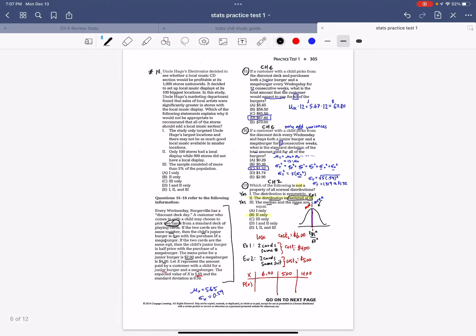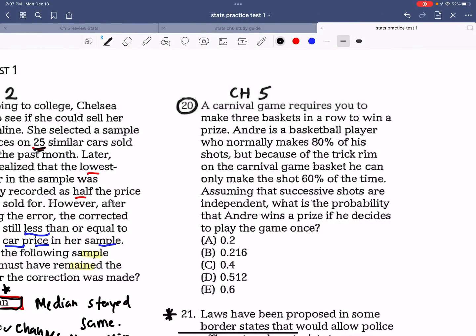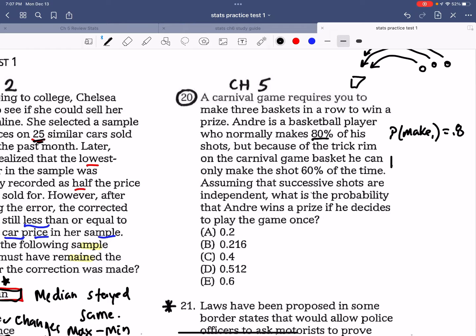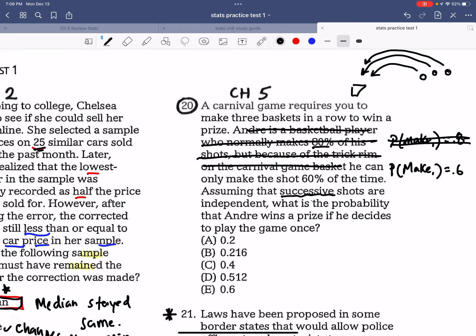What's our next question? We see question number 20. A carnival game requires for you to make three baskets in a row. All right, so you have to make one, and then another one, and then another one in order for you to win. Andre is a basketball player who normally makes 80% of his shots. So the probability of making one is 80%. But because of the trick rim on a carnival game, he can only make 60%. So, in fact, this is a distractor, right? He can only make 60. Now it says, assuming successive shots, which means in a row, are independent, what's the probability Andre wins?